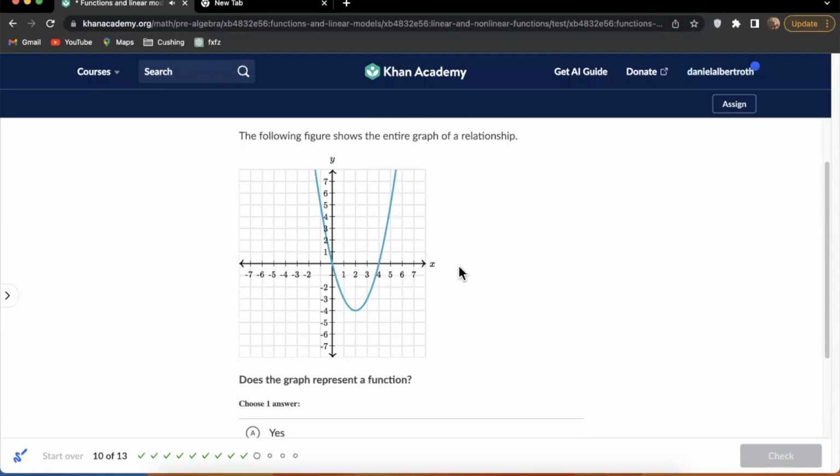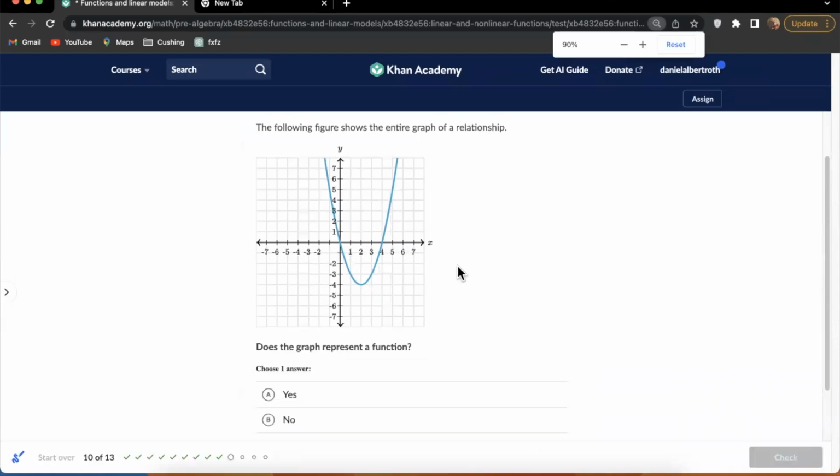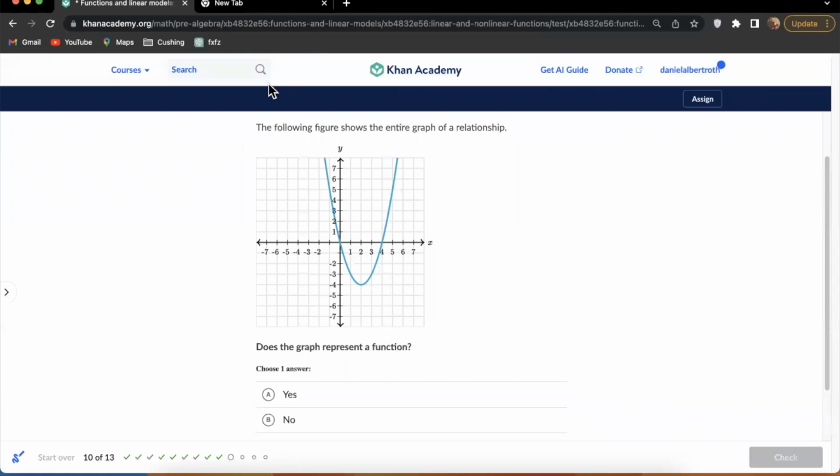The following figure shows the entire graph of a relationship, and the question is, does it represent a function? With a function, every input can only have one output. So this is, say, f of x, and that's represented by this blue line. So maybe I should do it in blue. f of x. This is f of x.